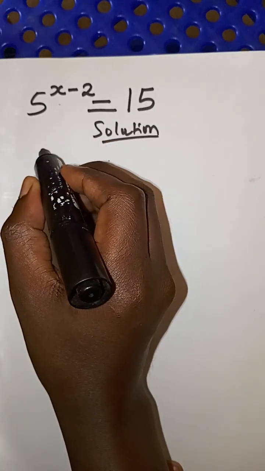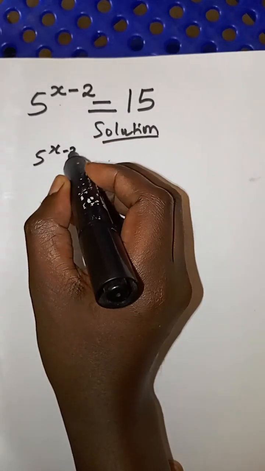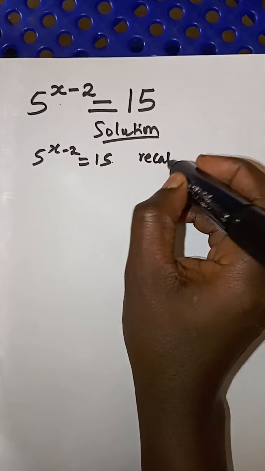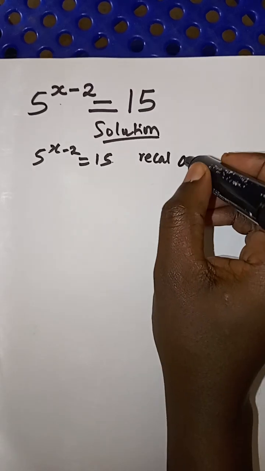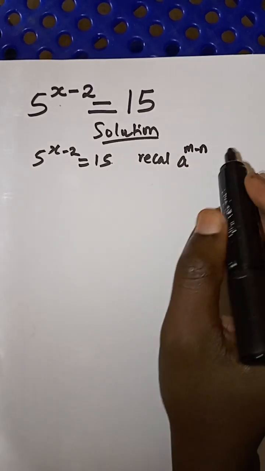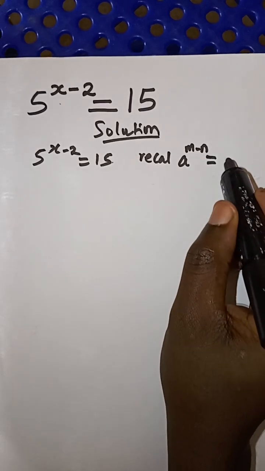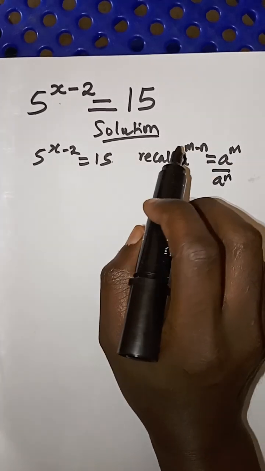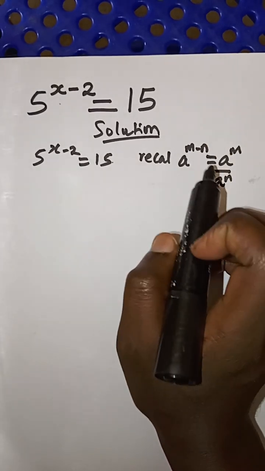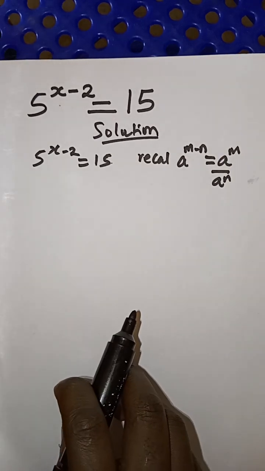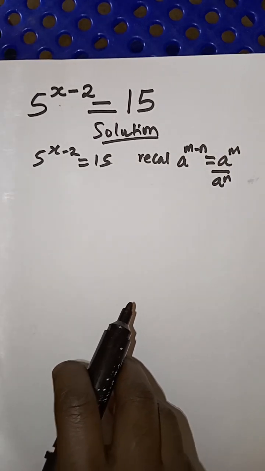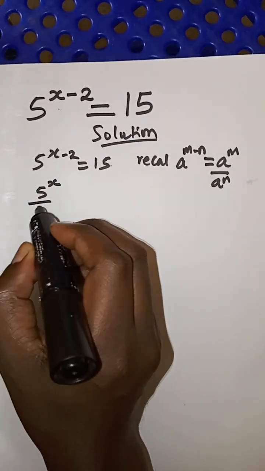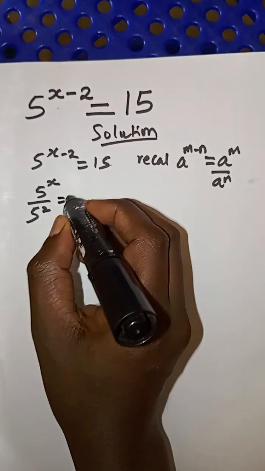So let us start. If I have 5 raised to x minus 2 equals 15, then I'm going to recall the laws of indices: given a raised to m minus n, this can be rewritten as a raised to m divided by a raised to n. So when the powers are subtracted, the bases can be divided. Applying this here, I'm going to have 5 raised to x divided by 5 raised to 2 giving me 15.